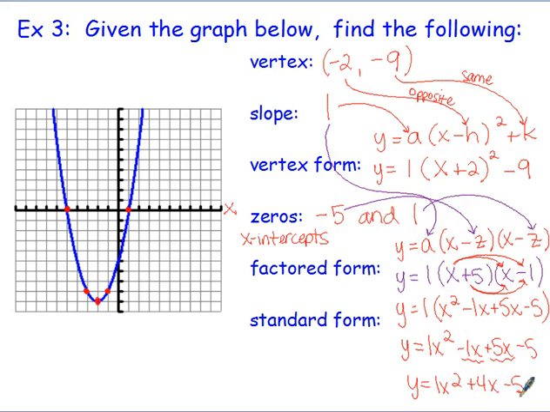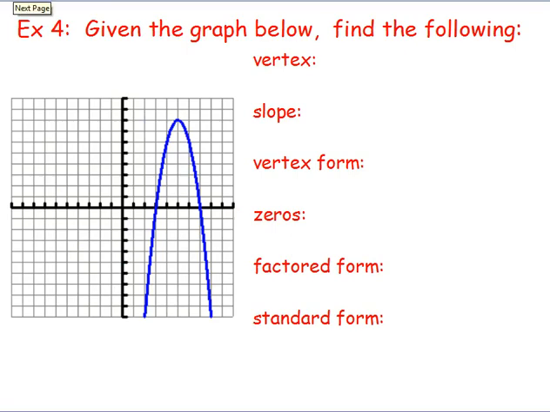So again, the vertex is here. The slope is here. Vertex form is right there. The zeros are those two numbers. Factored form is here in purple. And standard form is down here at the end. So, go ahead and pause your video. I would like you to try this last example on your own, and then we'll see how you did afterwards.